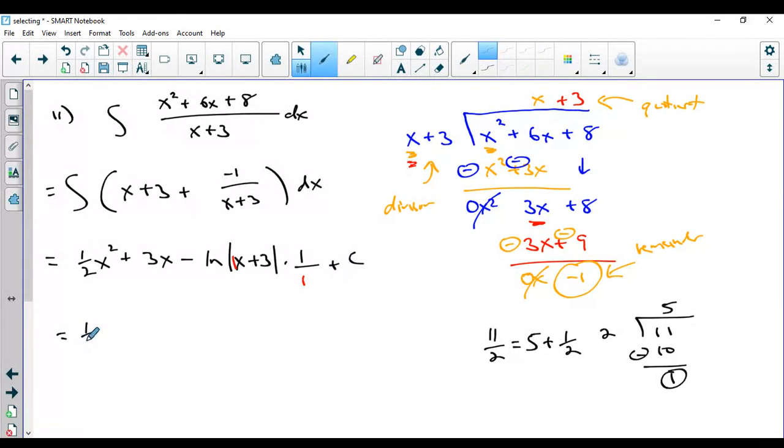So cleaned up a little bit, it's 1/2 x squared plus 3x minus ln absolute value of x plus 3 plus c. Right? And if you're not following this from here to here, you can do a u sub here. Let u equal x plus 3, do it to the side, and you will get something in the form du over u, and you'll end up getting this, okay? So that's long division, okay?